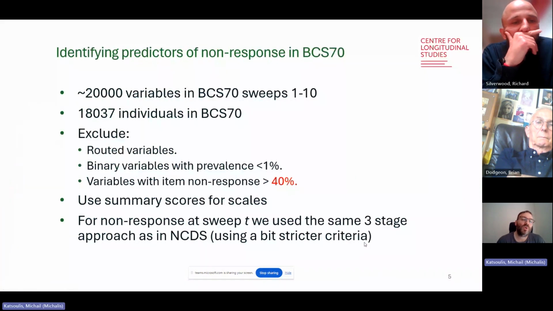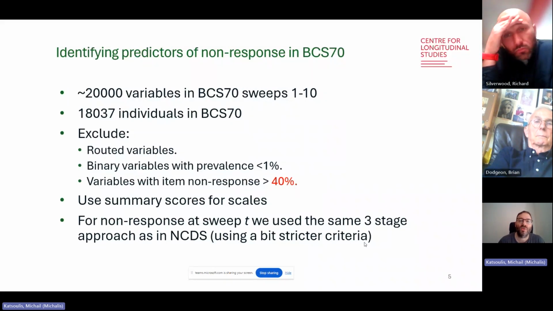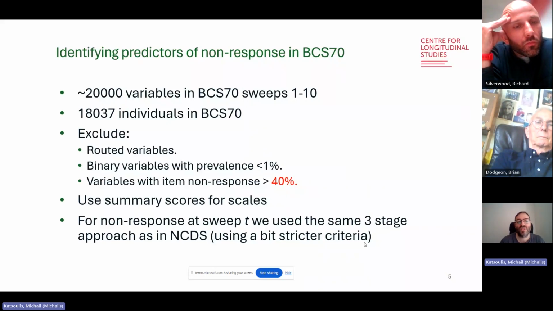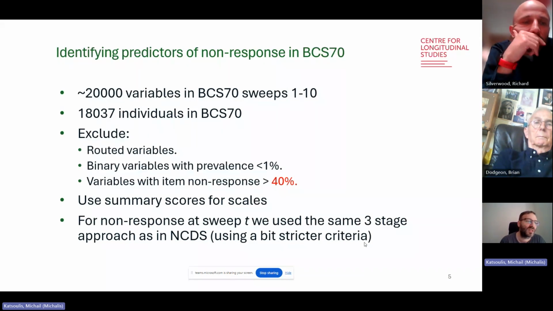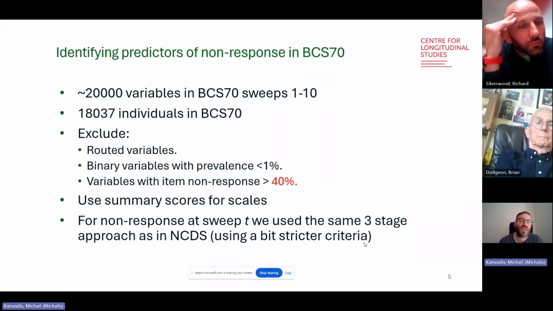So for this approach, we utilized more than 20,000 variables in BCS 70 from across sweeps 1 to 10, and we utilized more than 18,000 individuals in BCS 70. As we mentioned before, initially we had 17,000 and approximately 1,000 individuals were added between sweeps 2, 3, and 4. We excluded the rooted variables, binary variables with prevalence less than 1%, and variables with item non-response more than 40%. And we also used summary scores.